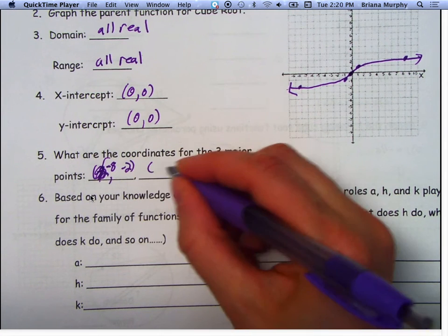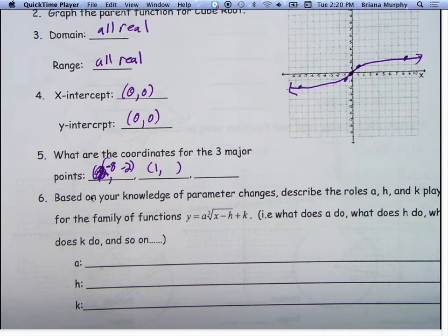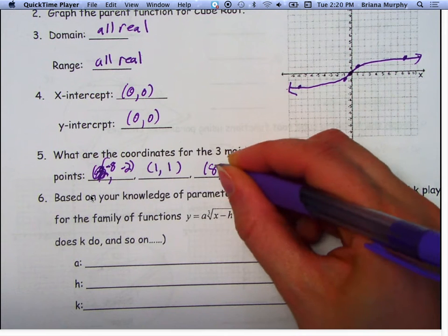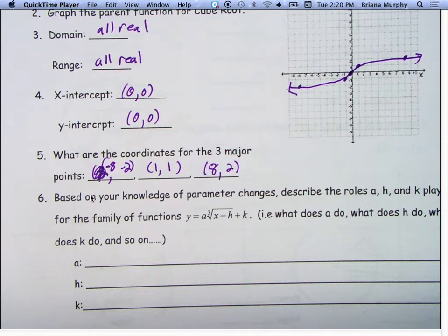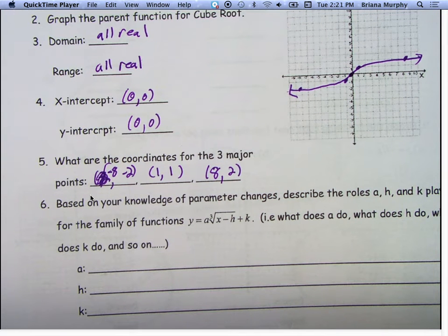Okay. At 1. If you look at x equals 1, y is 1. And if we look at x equals 8, what's y equal? 2. I said put 3 major ones down, and I said I'm going to pick them, and then I picked them, and I said find them. I would never give you a question like this on a test or quiz. This is just to get the point of the graph. And for this graph, those are the only points.